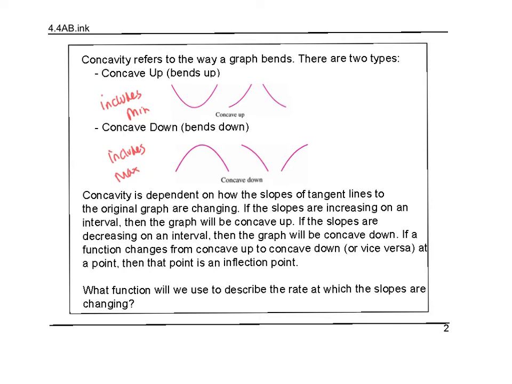Concavity is dependent on how the slopes of the tangent lines to the original graph are changing. If the slopes are increasing on an interval, then the graph will be concave up. If the slopes are decreasing on an interval, then the graph will be concave down. If a function changes from concave up to concave down or vice versa at a point, then that point is an inflection point. What function will we use to describe the rate at which the slopes are changing? So we're going to use the second derivative. The rate at which the slopes are changing, the rate of change.